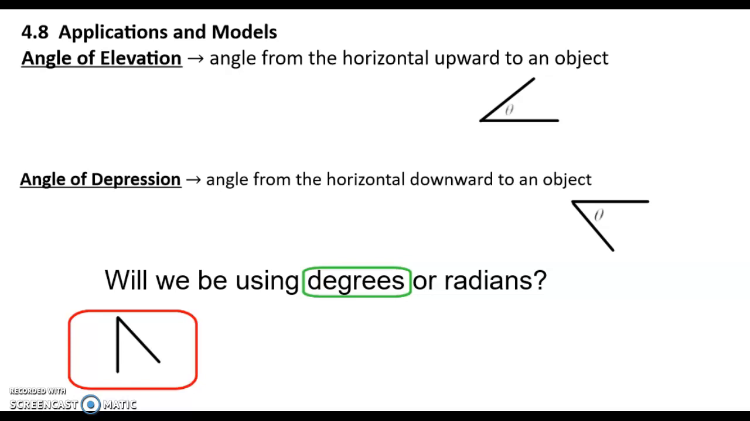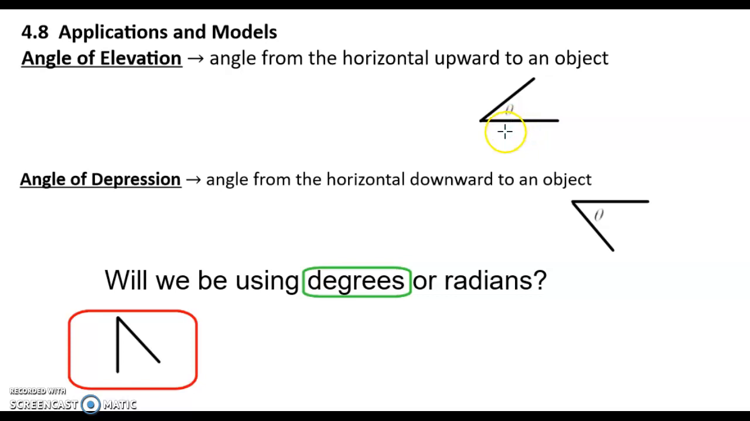The first thing to review, this is all basically a review because we learned word problems in a previous section, is what an angle of elevation is versus an angle of depression. An angle of elevation is an angle from the horizontal upward to an object. You always start with a horizontal line and then imagine you're tilting your head up. That is an angle of elevation.